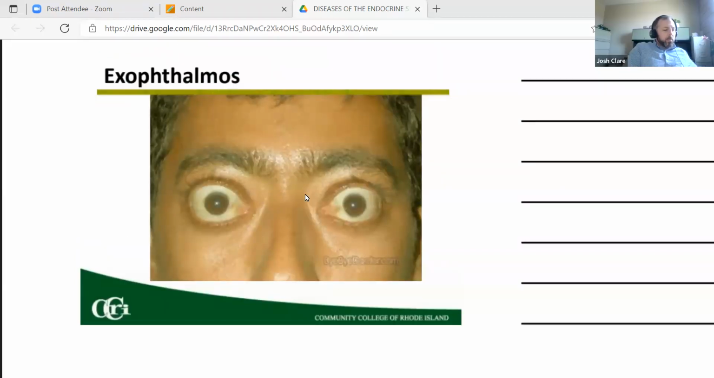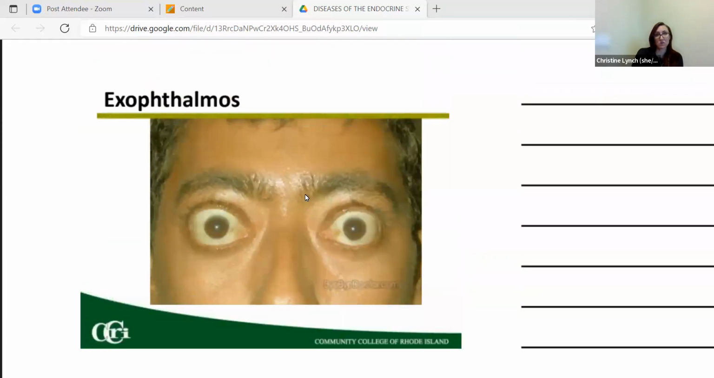Sure. Here's that picture of the bulging eyes for us. So that's exophthalmos. So that again is the sign of Graves' disease.